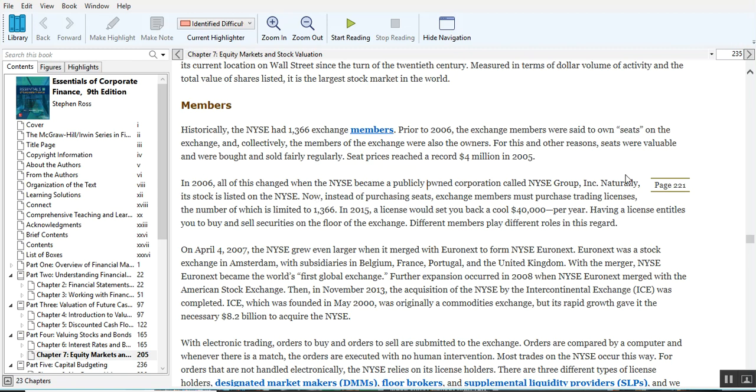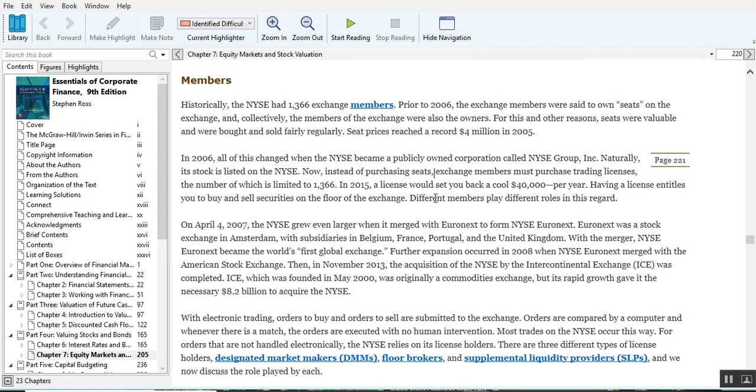However, they went public, they issued shares of stock, and now instead of buying seats, exchange members purchase trading licenses, but there's a limit to trading licenses to the original 1,366 members. Well, not the original members, but certainly those licenses can be purchased and sold. But now, in 2015, if you bought a license, it's $40,000 a year. That's per year. That's not a once-for-all purchase. You're continuing to pay that.